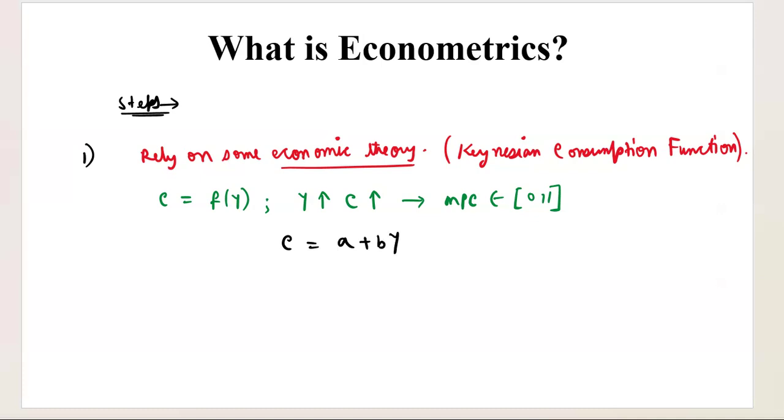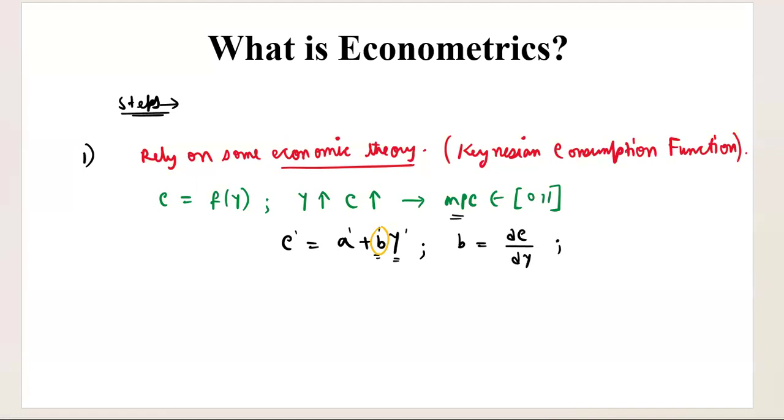Suppose this is the most simple form, where consumption is a function of only income, right? Income is the only exogenous variable here. And not only that, it is a linear equation because the parameters are linear and the variables are also linear. Everything is linear. Not only that, what is MPC here? MPC is B. This parameter B represents MPC, right? So B is nothing but dC/dY.